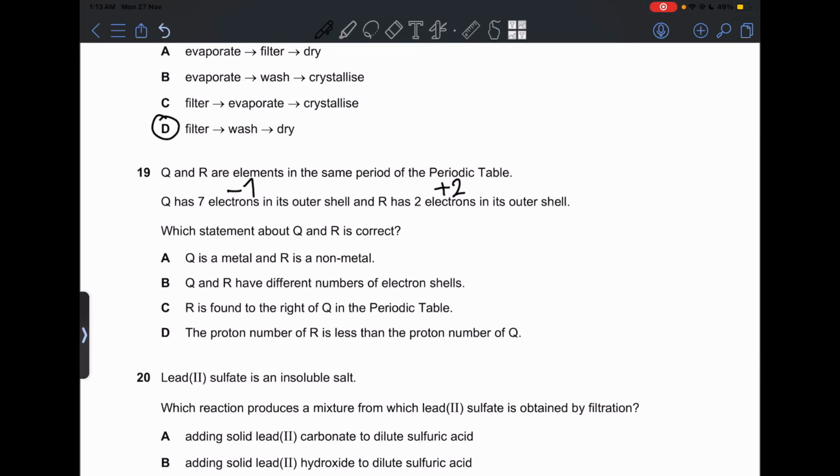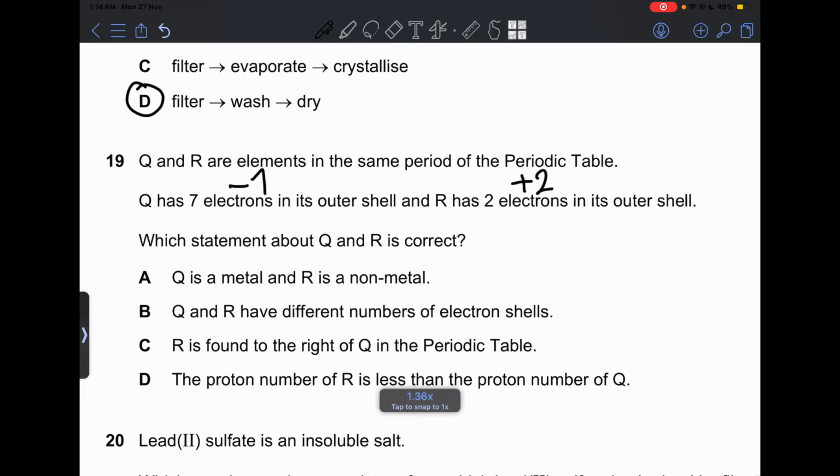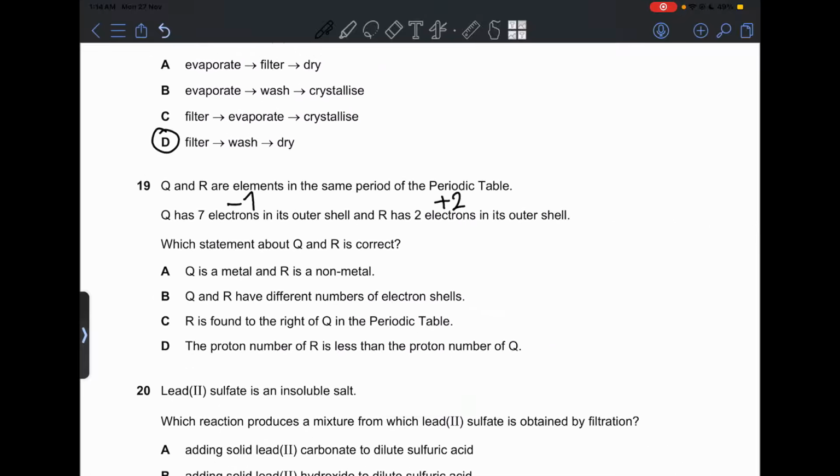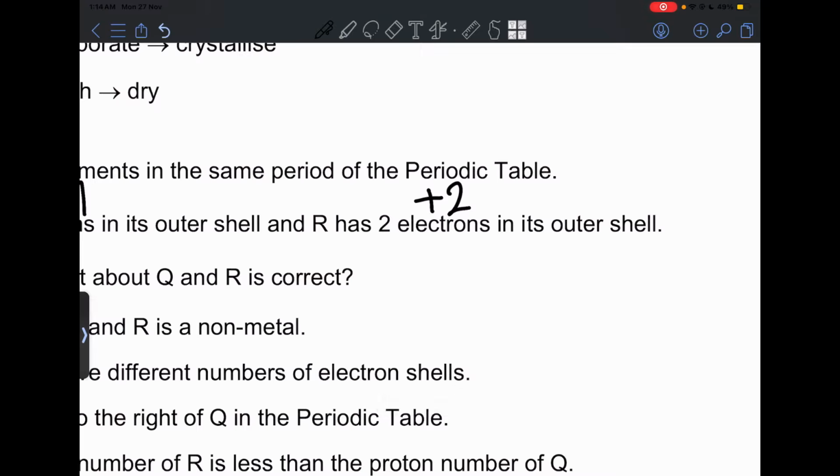19. Q and R are elements in the same period of the periodic table. Q has 7 electrons in its outer shell and R has 2 electrons in its outer shell. Which statement about Q and R is correct? So over here, if something has 7 electrons in its outer shell, that means that it has valency -1, which means that it will gain an electron so that it can have 8 electrons. And we know when we have 8 electrons in its outer shell, then it is a full outer shell. R has 2 electrons in its outer shell. It's going to give away two of these electrons so that it can have a full outer shell.